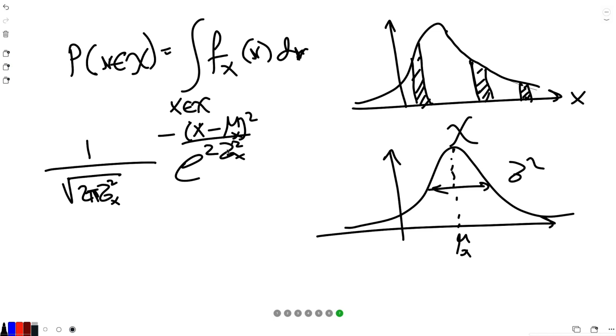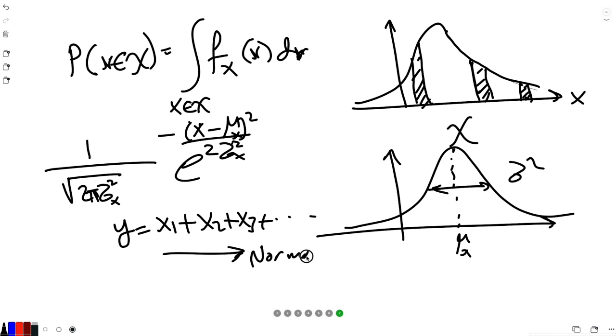One of the characteristics of the normal distribution is that if we have a random variable y equal to x1 plus x2 plus x3 and so on, and all these x1, x2 are random variables with any probability density function, so we have a summation of many independent random variables with any distribution, then the result of this summation will approach a normal distribution.